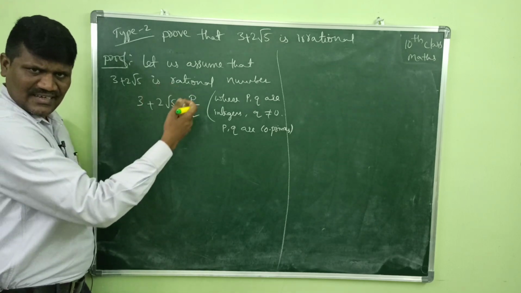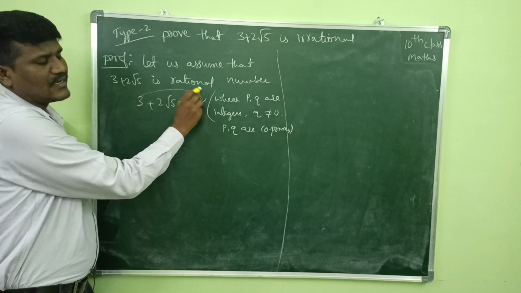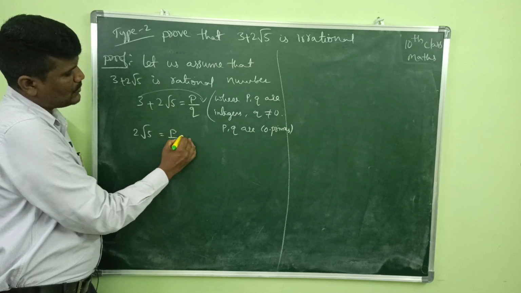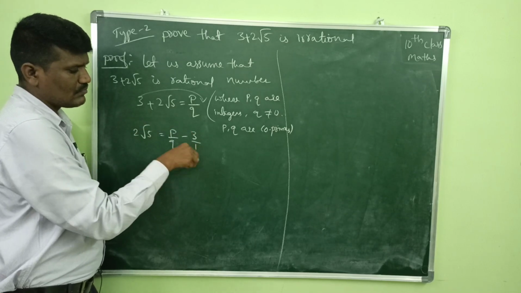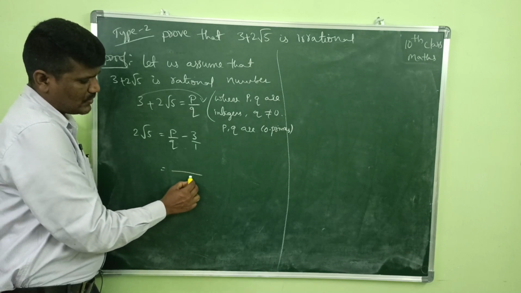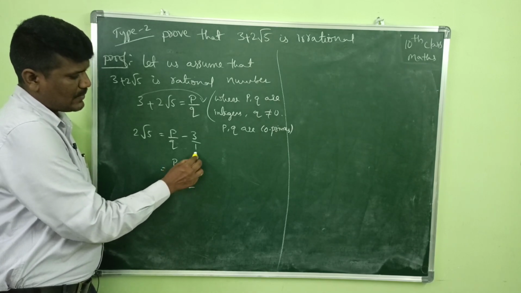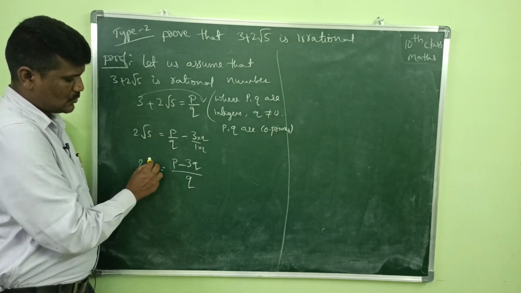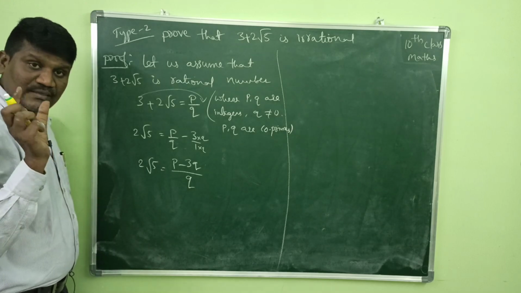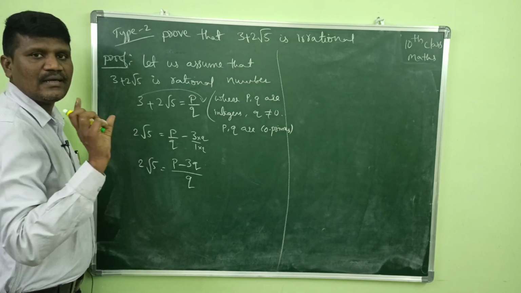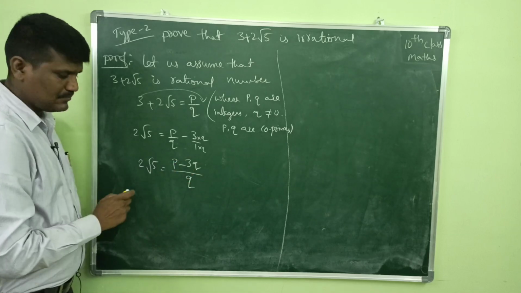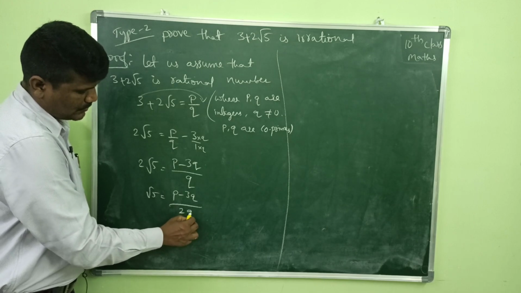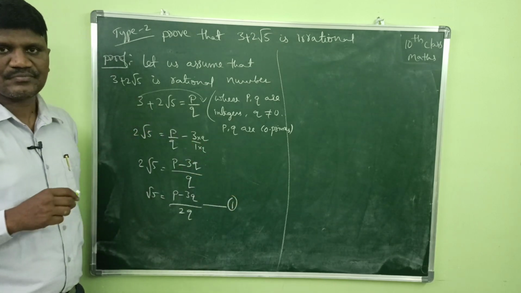Now, like type 1 problem only, you send first 3 to the right hand side. So you will get 2 root 5 is equal to p by q minus 3. LCM is q. So p minus 3q by q. This is 2 root 5. Now one thing is that in the left hand side only irrational number should be there. So send 2 to that side. So root 5 is equal to p minus 3q by 2. Say this is equation number 1.